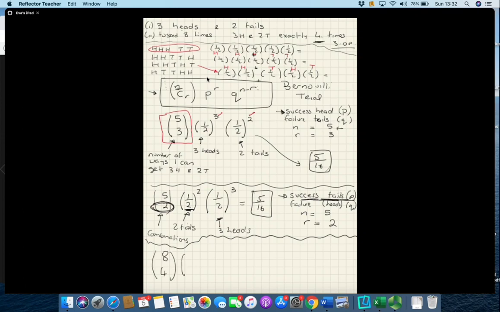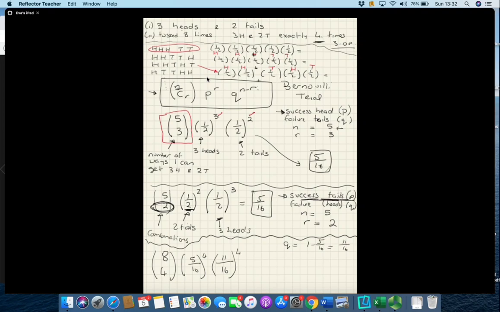The probability of getting 3 heads and 2 tails is 5/16, and I want that to happen 4 times. Therefore the probability of it not happening is 1 minus 5/16, which is 11/16. So the probability of failure is 11/16, and I also need that to happen 4 times.